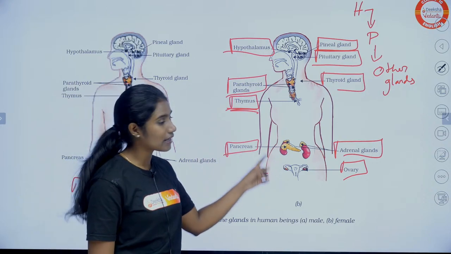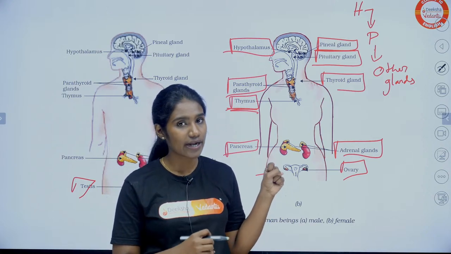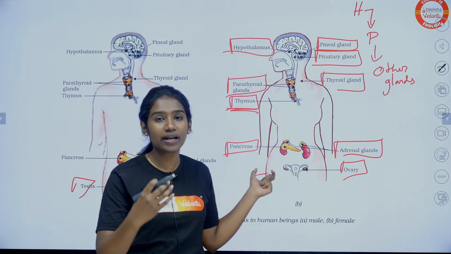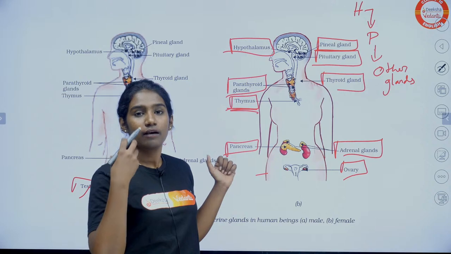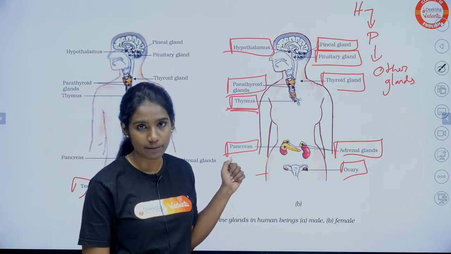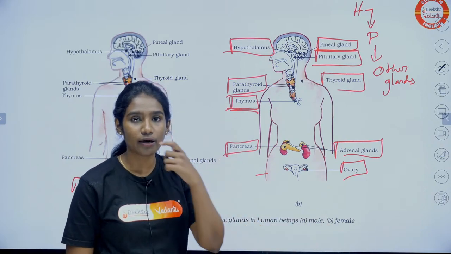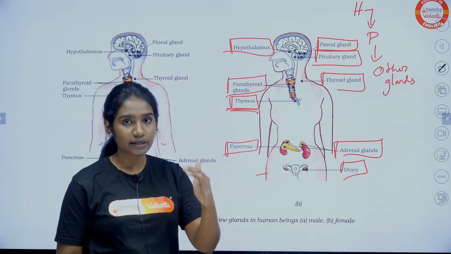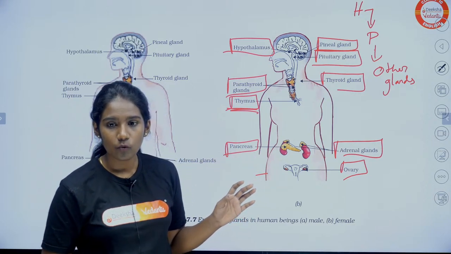And then comes the pancreas. The pancreas is called an endocrine gland as well as an exocrine gland. Why? Because the pancreas also secretes pancreatic juice, which we have seen in the life process chapter. That has certain digestive enzymes in it, okay? And that fluid is directly released into the small intestine, right? That duodenum part. So it is released into the small intestine, into the open cavity, right?